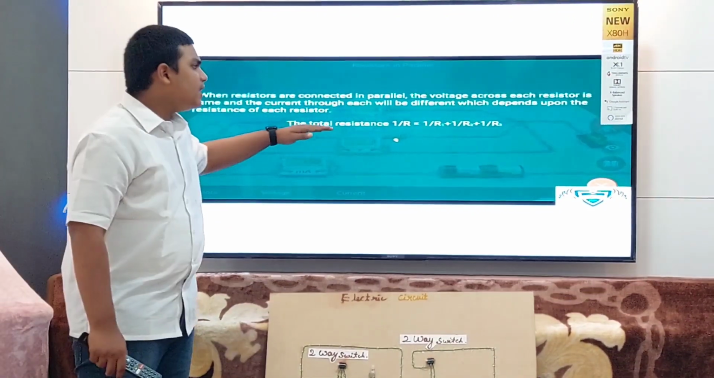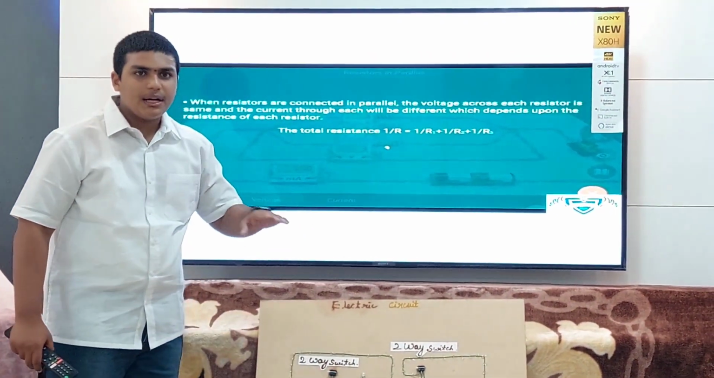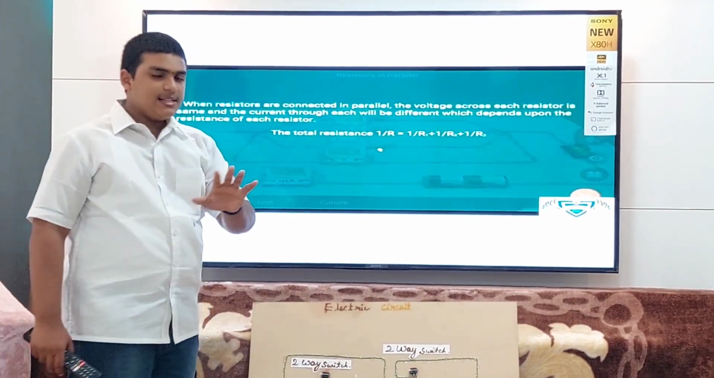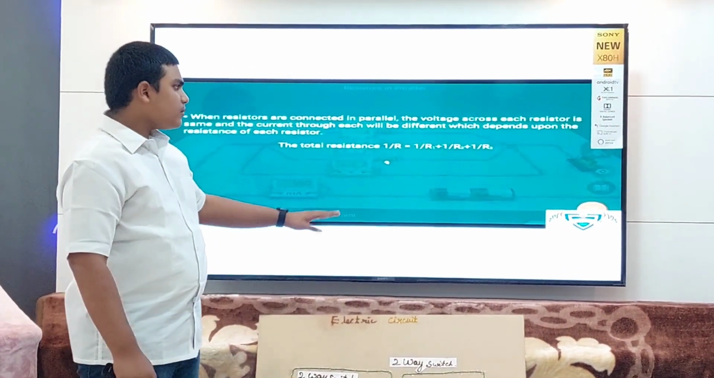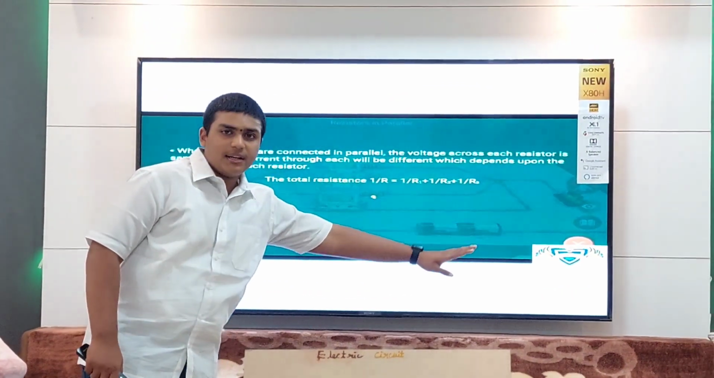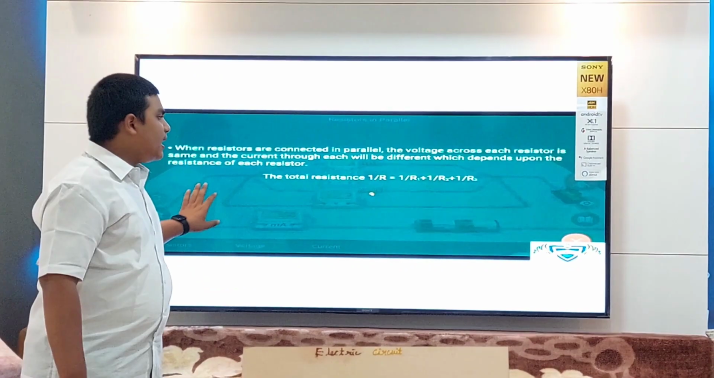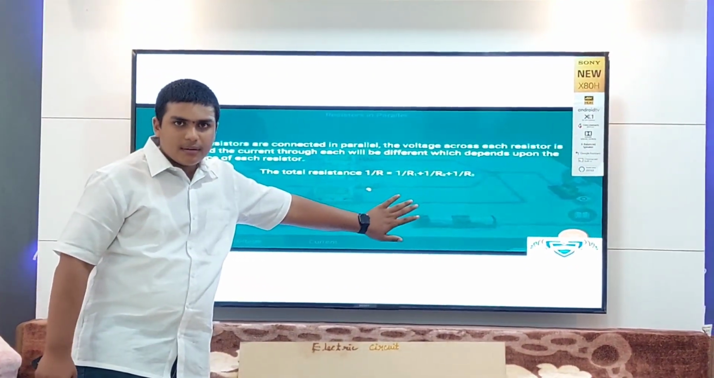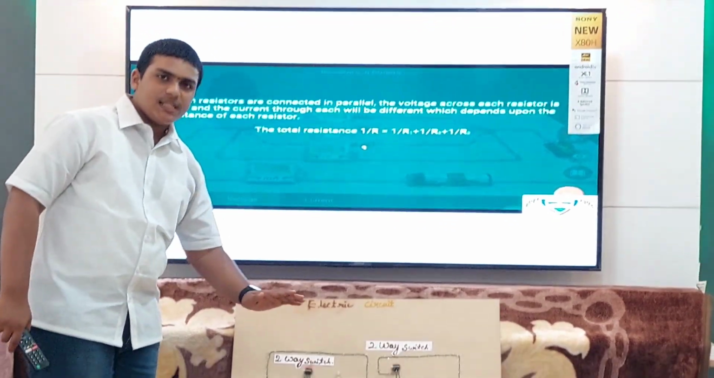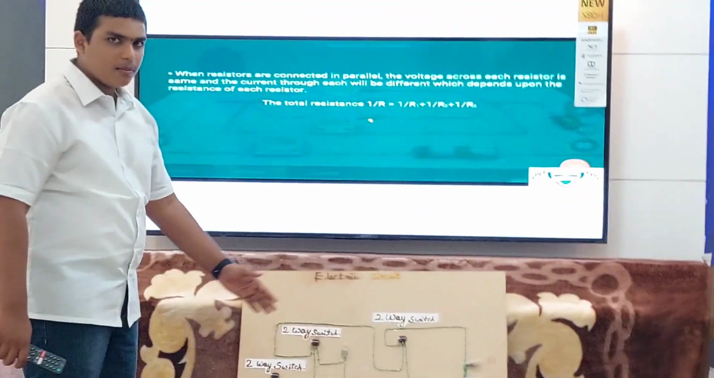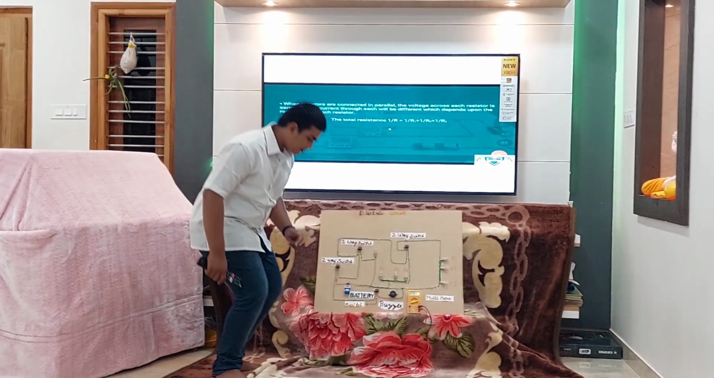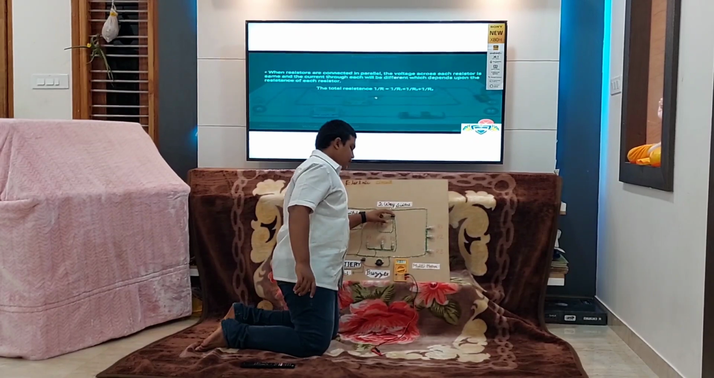So the total resistance is calculated as 1 by R is equal to 1 by R1 plus 1 by R2 plus 1 by R3. This is the calculation method. Now let us see our working model, how the parallel circuit is working.